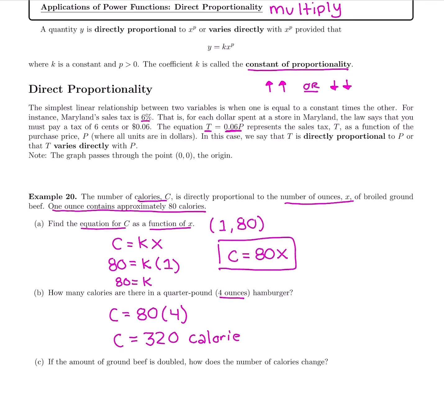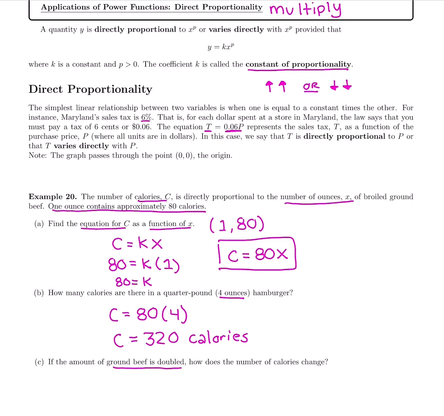So maybe you're breaking down your macros for that day and you're like, you know what? I can have more calories. Maybe I'm going to double the amount of beef. I'll have a double cheeseburger. It says if the amount of ground beef is doubled, how does the number of calories change? Well, they're directly proportional, right? So if we double the ounces, we should double the calories.